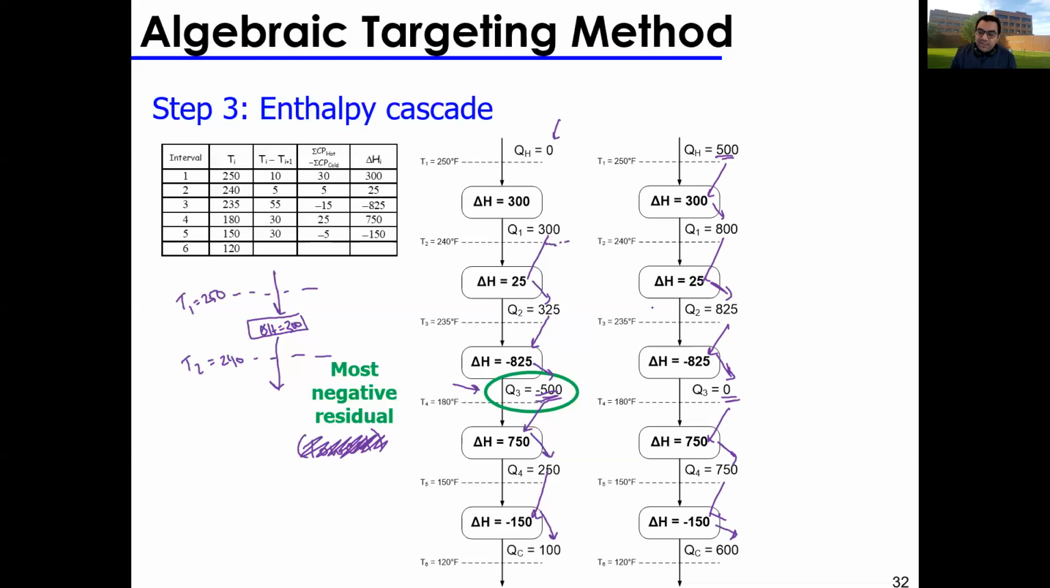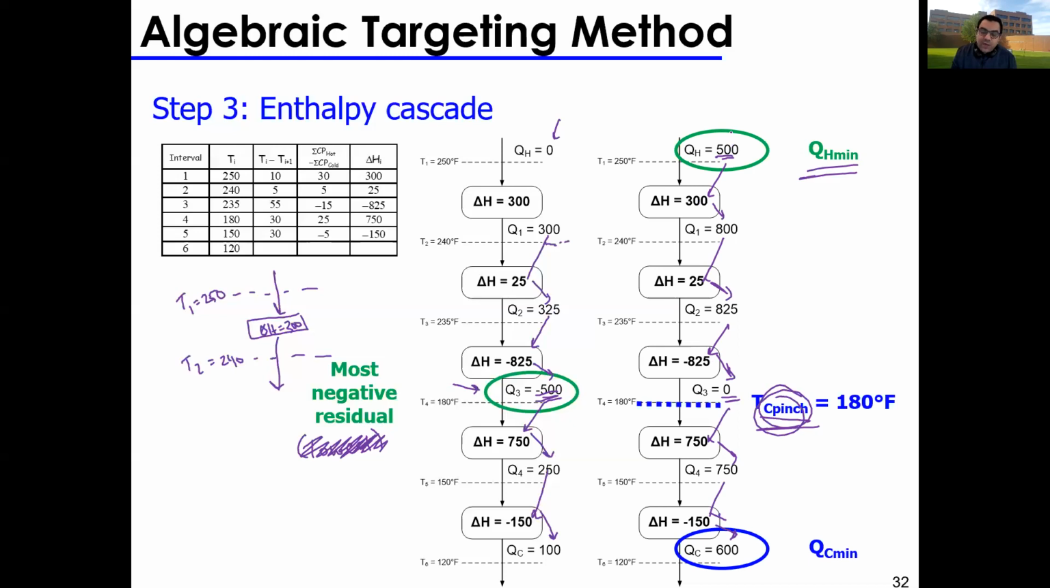And once I add this heat, the point at which I have a 0, this is my cooled pinch, very important. The top here, the amount of heat I needed to add to get this 0 is my minimum heating utility, and the residual heat remaining at the bottom is my minimum cooling utility. Okay, and this is really the end of your cascade method or enthalpy cascade.